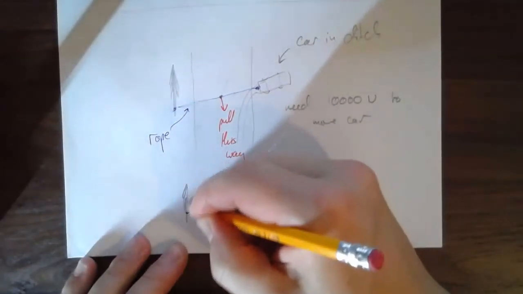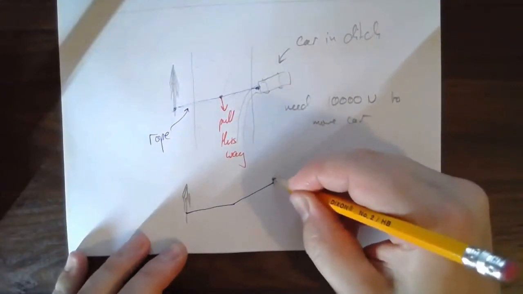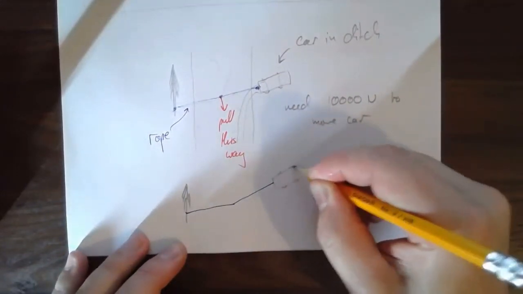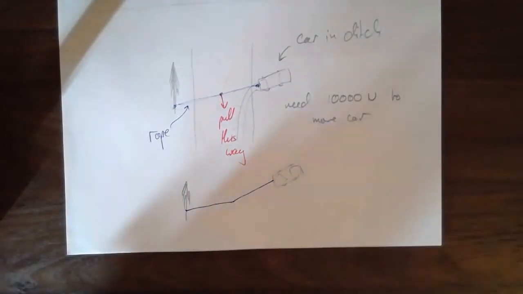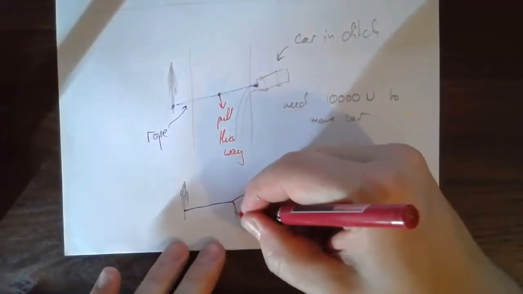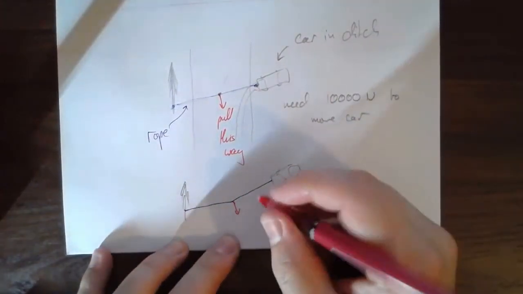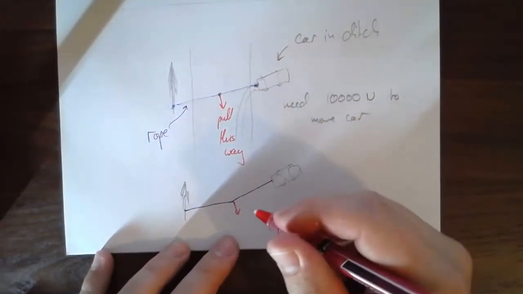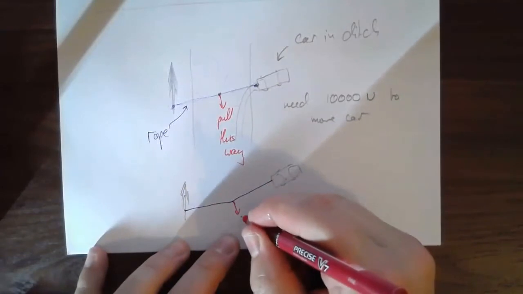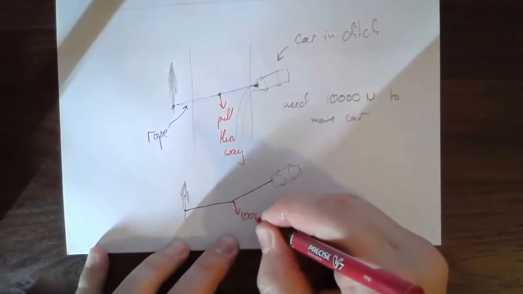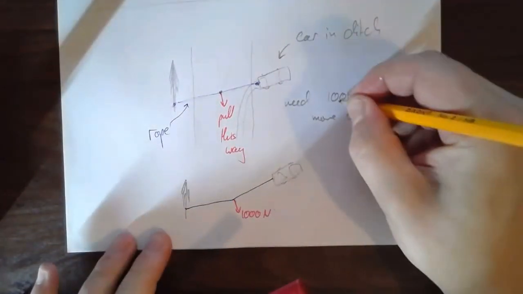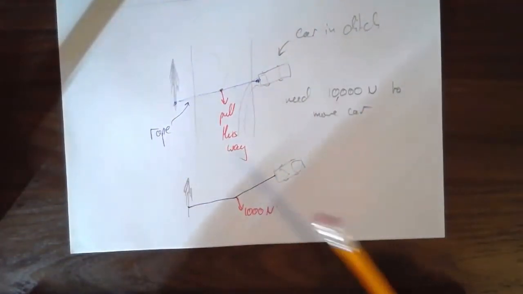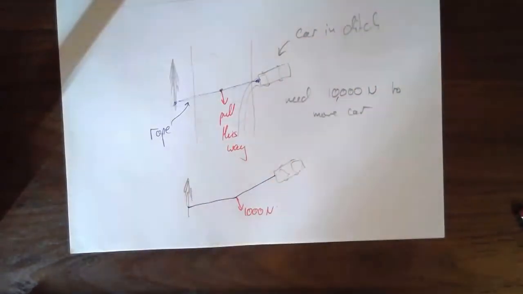There's a tree here. There's your car here. Right, so you're pulling this way. And if I pull with, I don't know, how hard can you pull? Let's say you can pull with 1,000 newtons, right? You need 10,000, but you can pull with 1,000. That's not enough. Right, this is 10,000. This is 1,000. So we need 10 people to actually just pull the car.